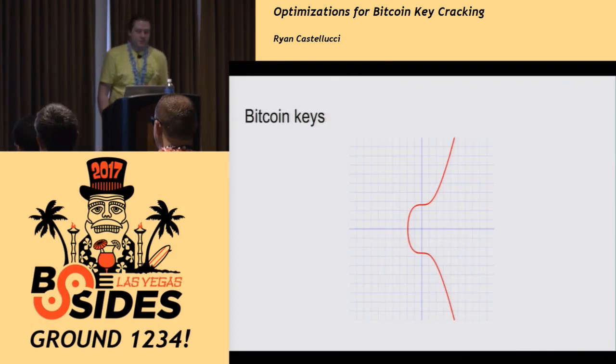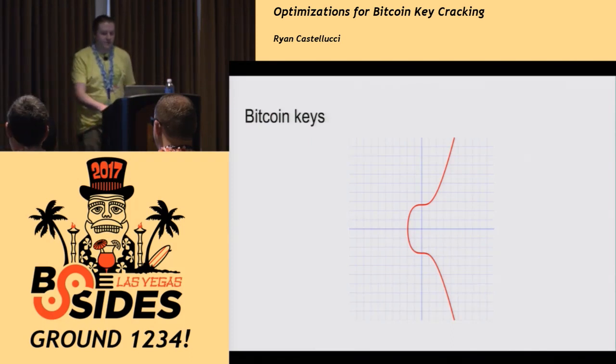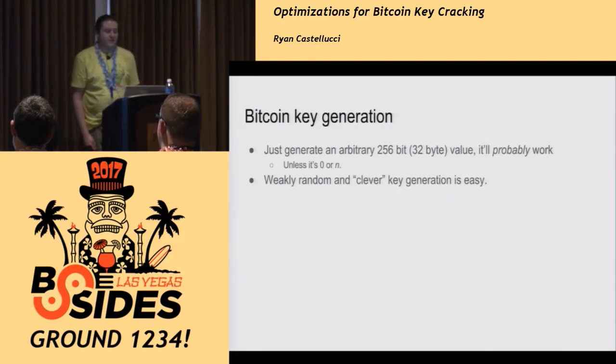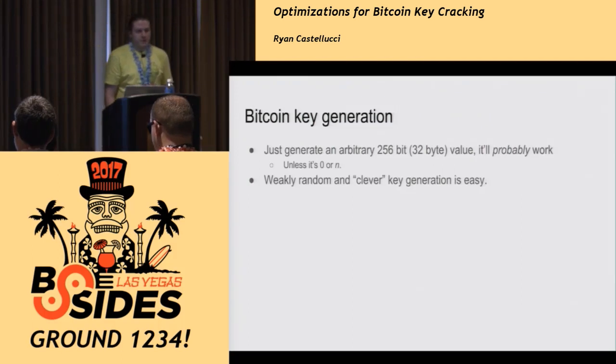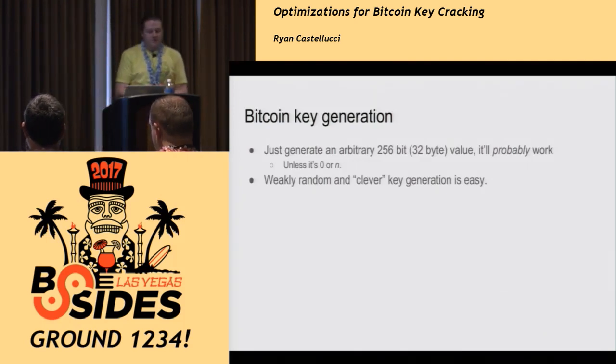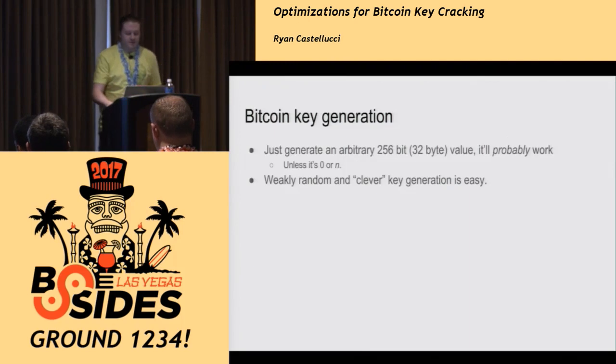This is what Bitcoin's curve looks like plotted over real numbers. It's actually run over a finite field, so it looks like noise, but this will be important in a minute. For key generation, you can basically just generate an arbitrary 256-bit value and it'll work. 32 random bytes. It works fine with most software unless you choose 0 or N, which is that long number that ends in 4141 hex. This makes it really easy for people to write applications that generate keys with weak randomness or do clever things like brain wallets.